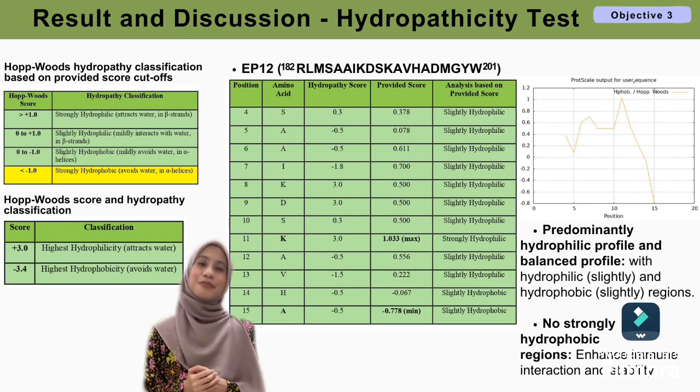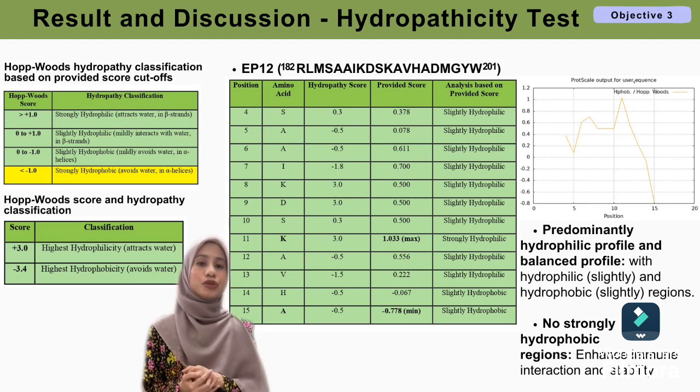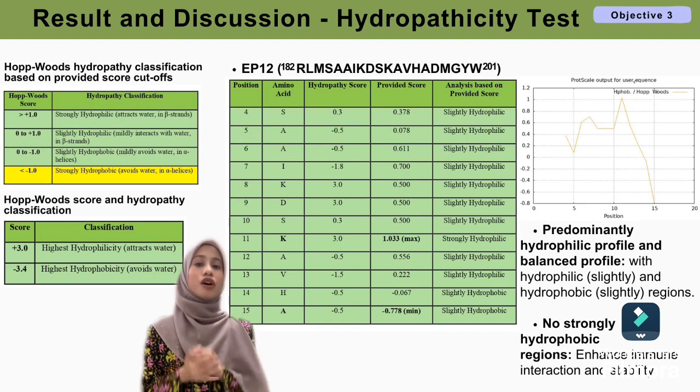Next, the hydropathicity test analysis. While the HYDROPHOBICITY scale uses a negative value to define hydrophilic regions, the Hopp-Woods scale uses a positive value to classify hydrophilicity. According to the Hopp-Woods cut-off values on the left, negative values indicate hydrophilic regions and positive values indicate hydrophobic regions.